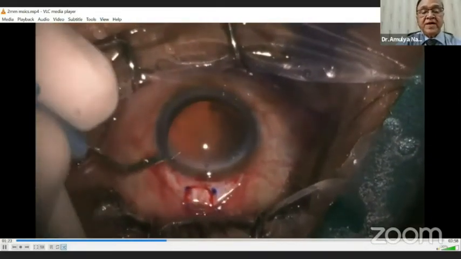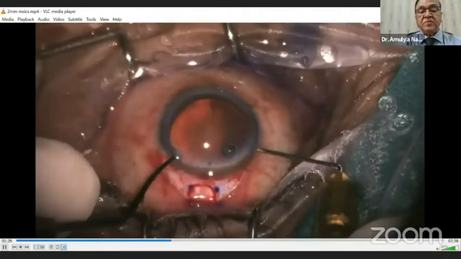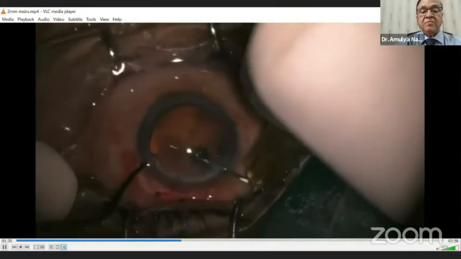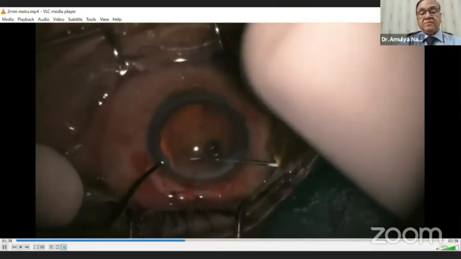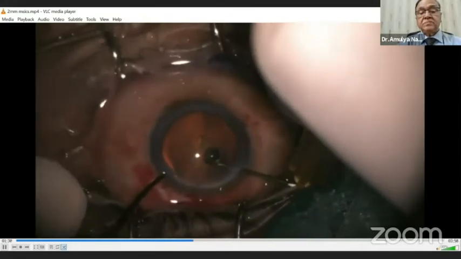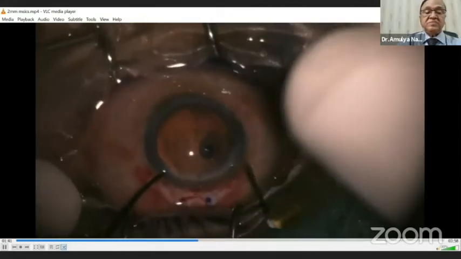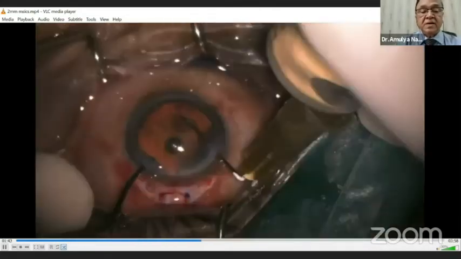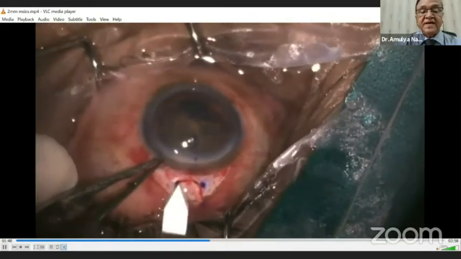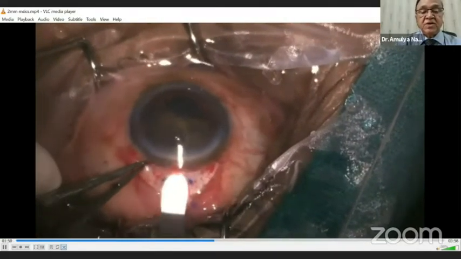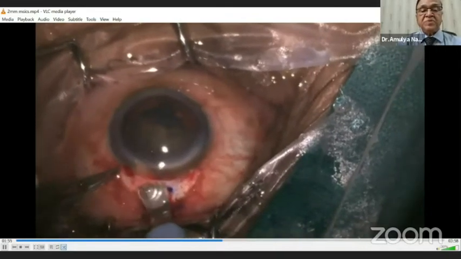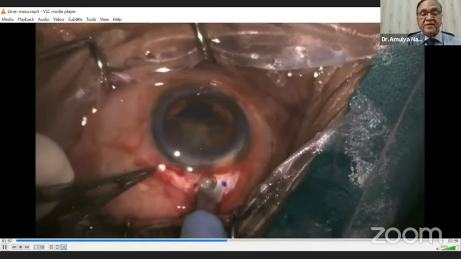I take 2 side ports, so it helps me to take out the 12 o'clock cortical material without any problems. If it is a soft nucleus, it is better to have a bigger rhexis, so that the lens will not break inside. If it is small, then it becomes fragmented and it becomes very difficult to take it out piece by piece from the bag to outside.